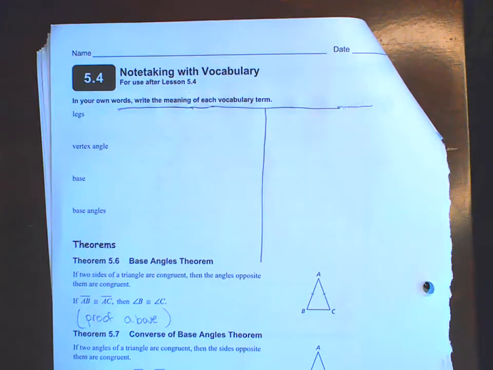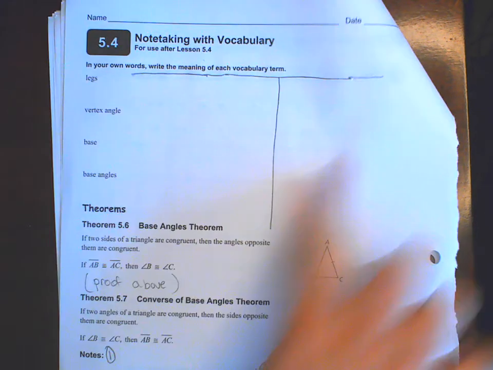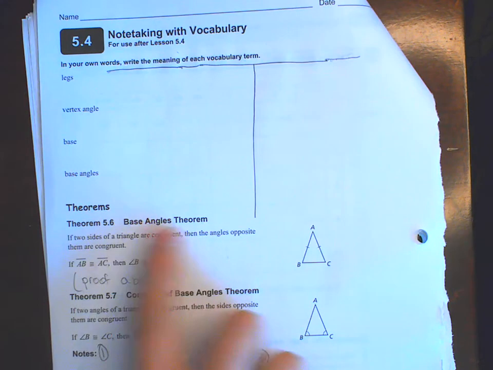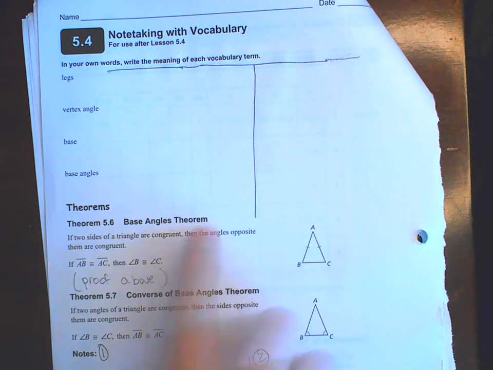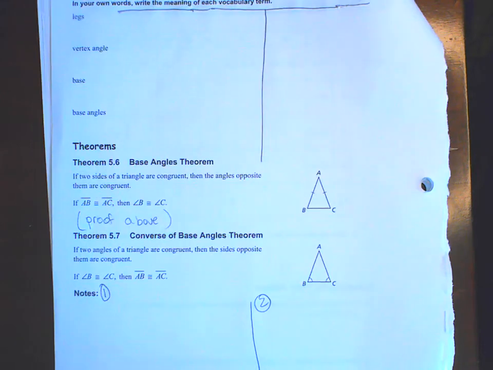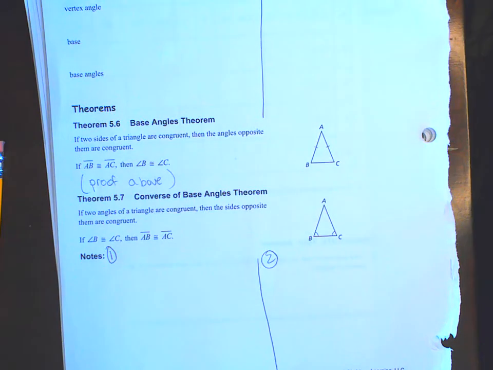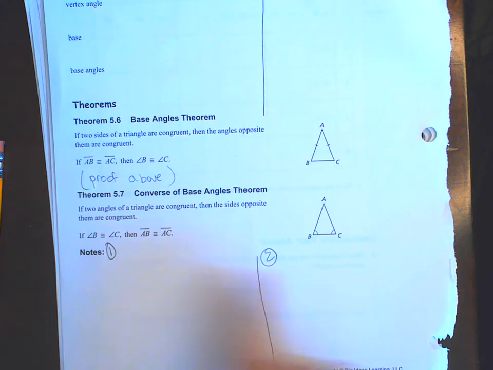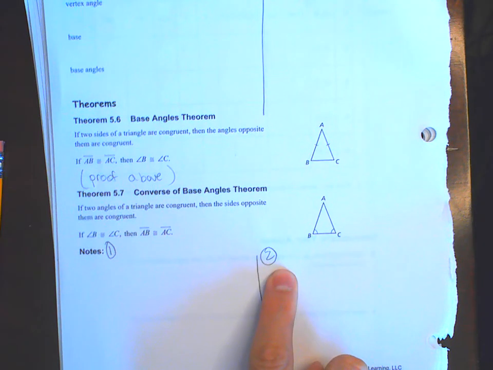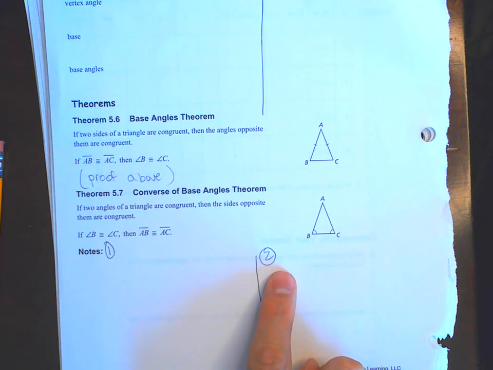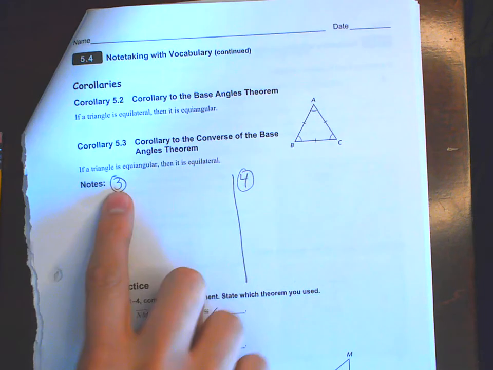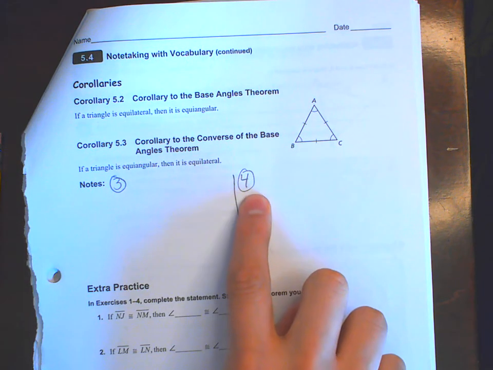Now, on page 140, please set up a two-column proof for this right here. We're going to be proving what we call the base angle theorem. Now, at the bottom of page 140, you are going to evenly divide the space for problems 1 and 2. This is on page 140. And then on page 141, you are going to do 3 and 4 right there.